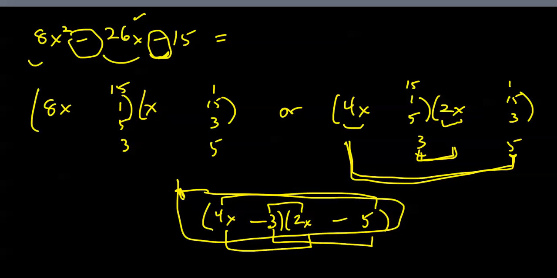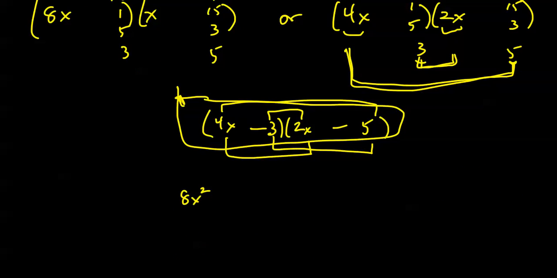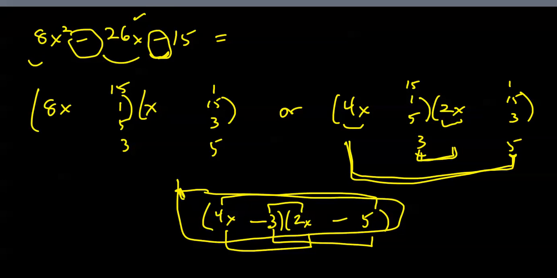Oh, hang on a minute. Made a mistake here. Let me get a fresh screen. Let's see, I think there's a copy error on the problem. Let me recopy this problem. Factor 8x squared minus 26x plus 15. I had written a minus 15.